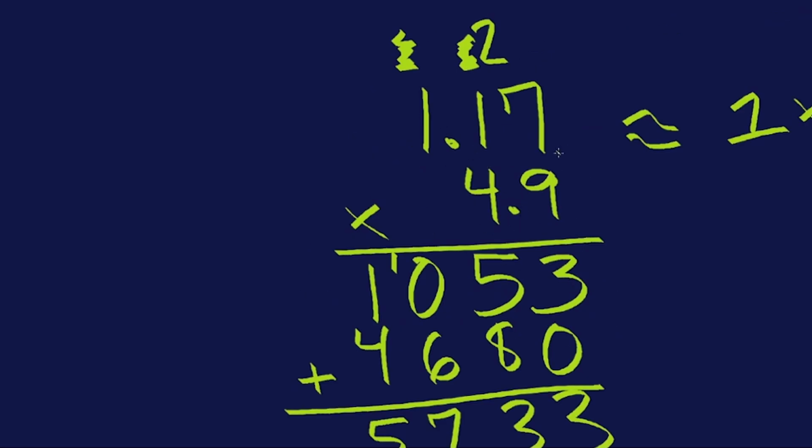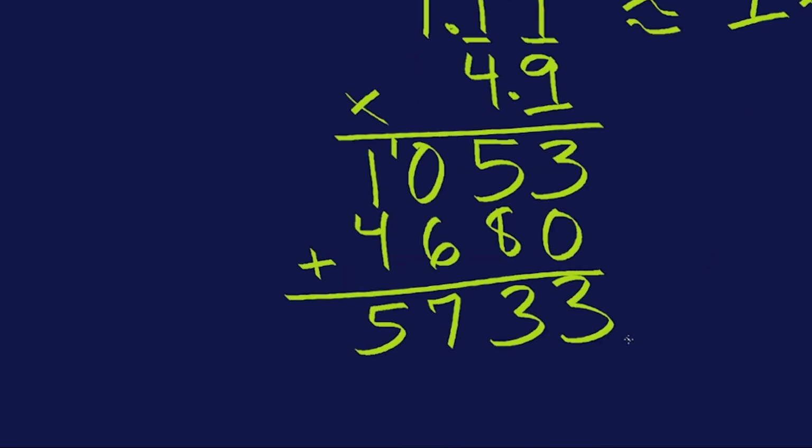And here's how you do it. How many digits are to the right of the decimal in all of the numbers? 1, 2, 3. And starting on the right, that's how many times we come over. 1, 2, 3 spots. And our decimal goes right there. 5 733 thousandths, or 5.733.